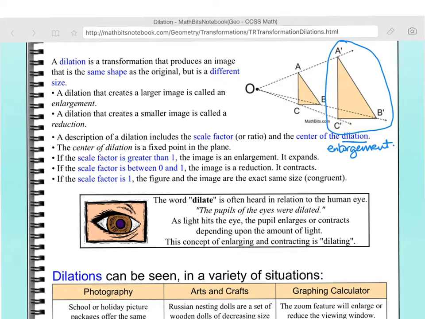They are congruent. The word dilate is often heard in relation to the human eye. The pupils of the eyes were dilated. As light hits the eye, the pupil enlarges or contracts depending on the amount of light. This concept of enlarging or contracting is dilating.